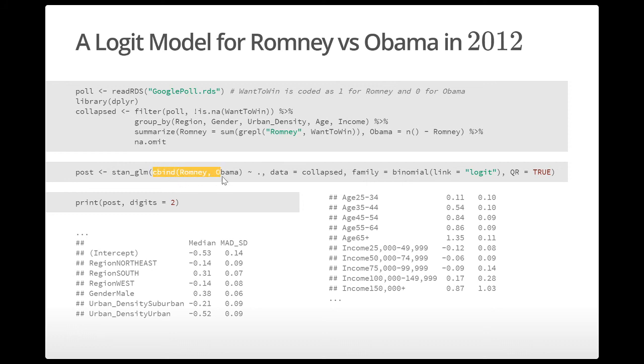When estimating a binomial model, you need to give it a combined outcome variable that is the number of people favoring Romney, favoring Obama in that category. Then I do this with the default prior, so I specify QR equal true, and get back this summary of the posterior distribution.